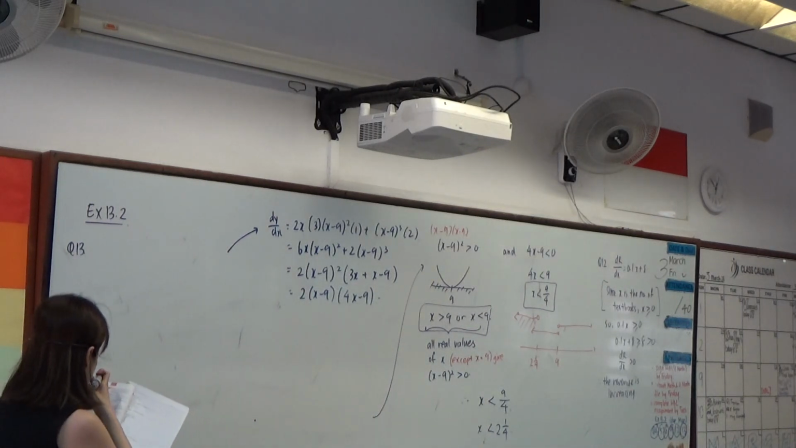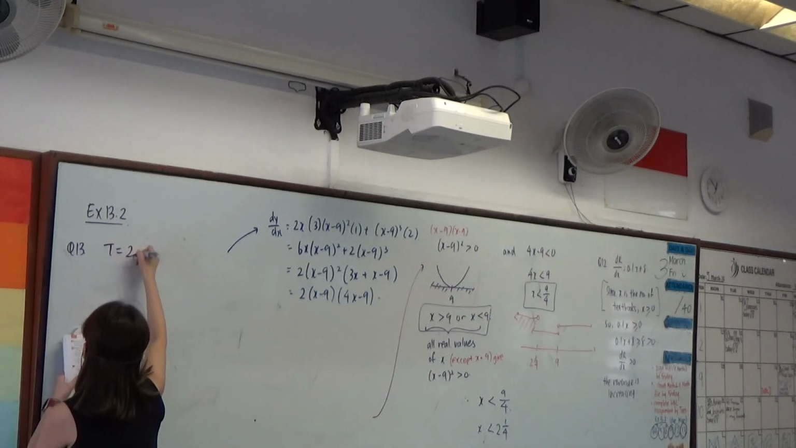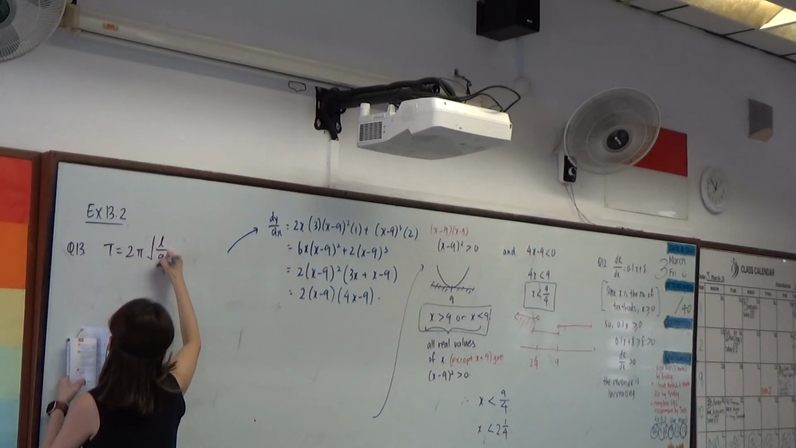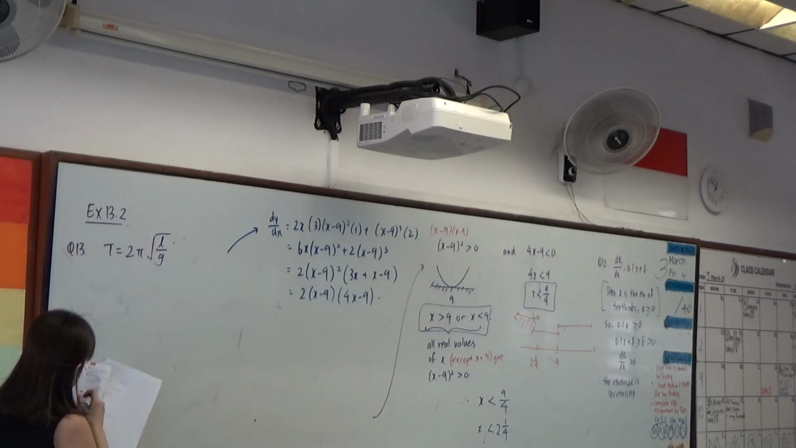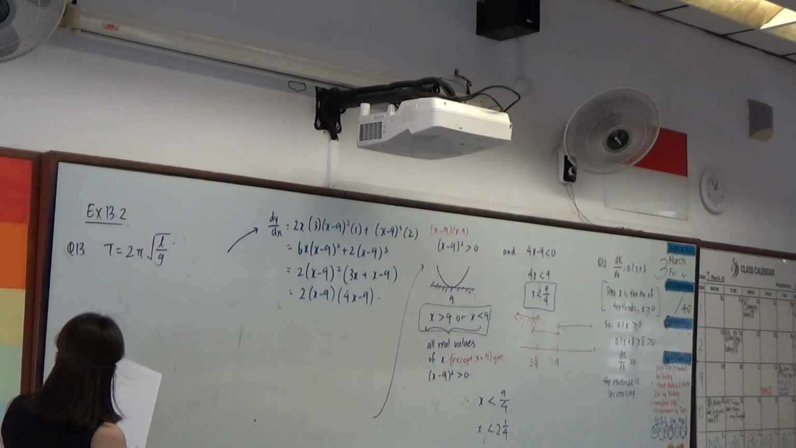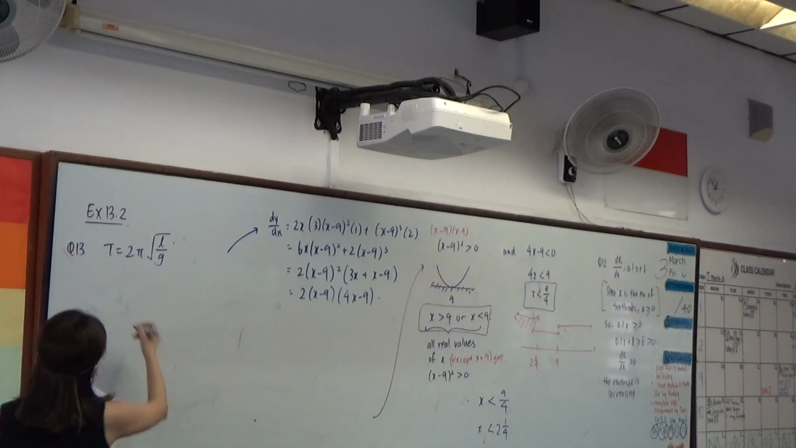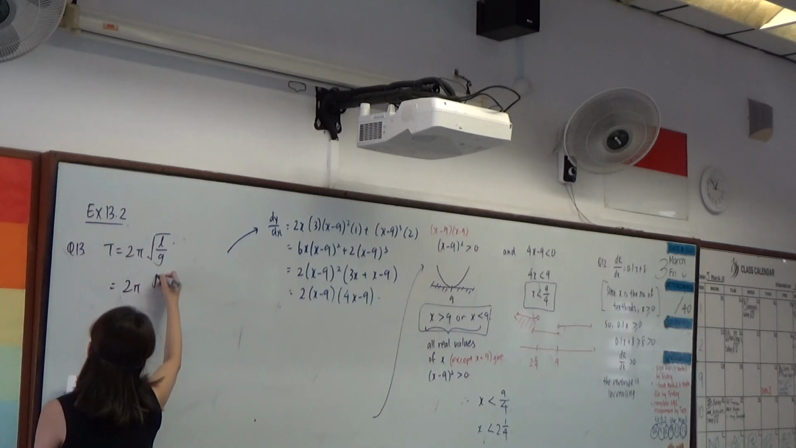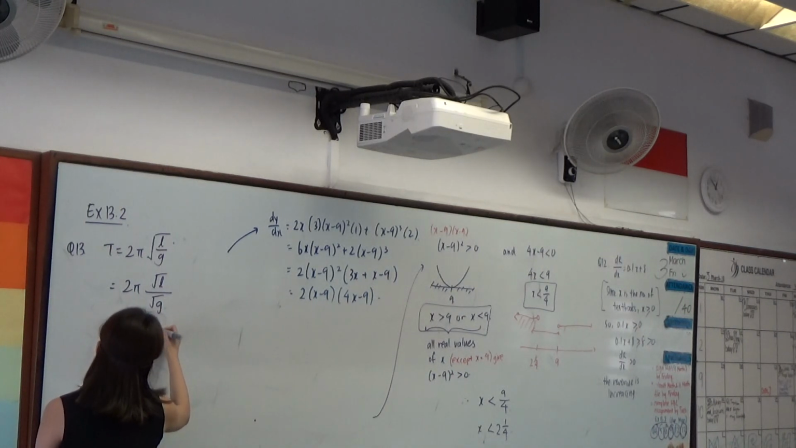Okay, question 13. T is given to you as such. We want to find dT/dL. So let's break down this fraction first. This will be g.